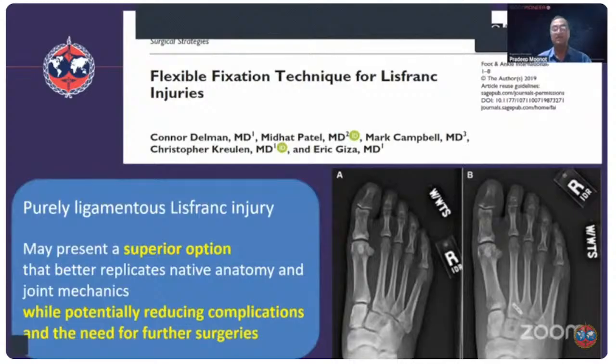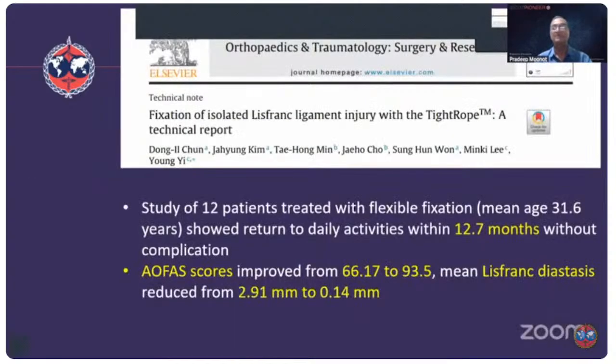Another paper, I think somebody else quoted as well, found that in pure ligamentous Lisfranc injuries, flexible fixation is a superior option that better replicates native anatomy and joint mechanics, while potentially reducing complications and the need for further surgeries. Another recent paper showed 12 young patients treated with flexible fixation who were able to return to daily activities within a year's time. Also, the AOFAS scores improved significantly, and the Lisfranc diastasis was reduced from almost 3 mm to 0.14 mm. So actually, it works.